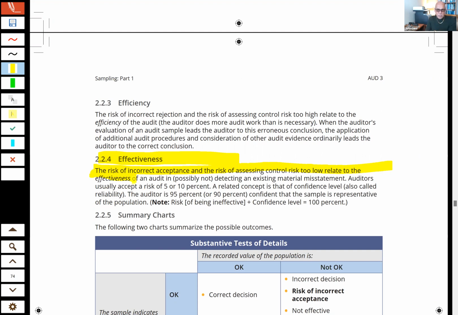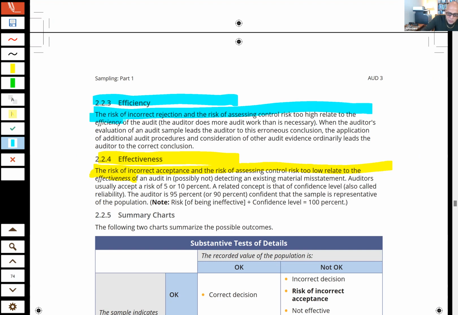Risk of incorrect acceptance is audit failure. You gave the wrong opinion, right? So that's obviously not an effective audit. To your point on the efficiency, if you have suffered the risk of assessing control risk too high, or the risk of incorrect rejection, what's going to happen here?